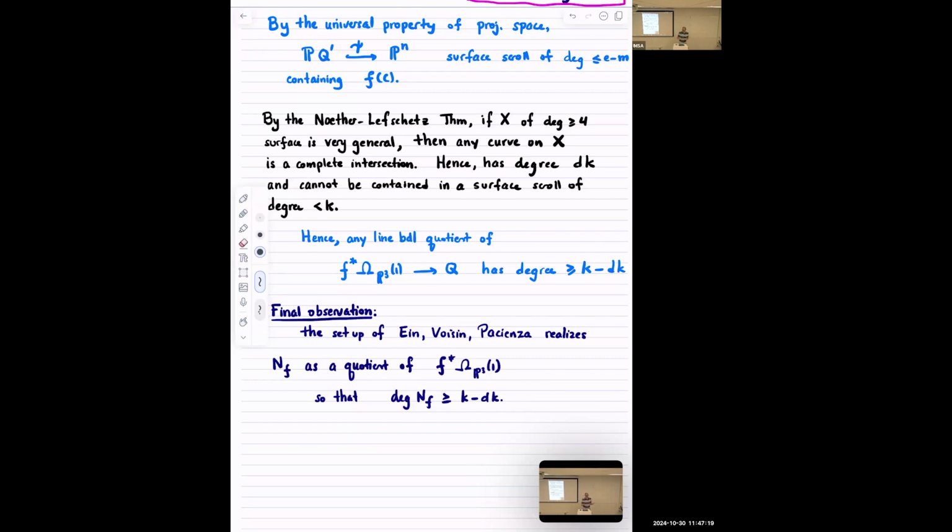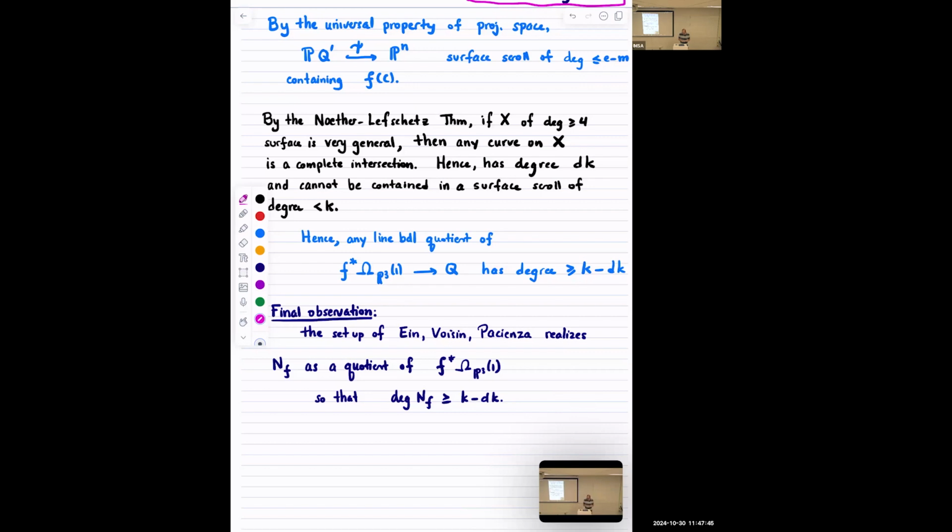In fact, it would be interesting to improve this bound, and I'll raise a question in a second. But in particular, you see this gives us a bound on how small the quotients of this pullback of omega of P3 twisted by 1 can be.